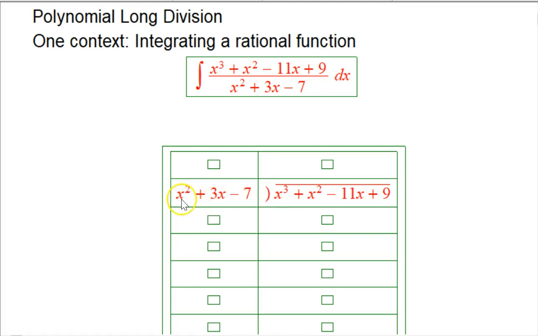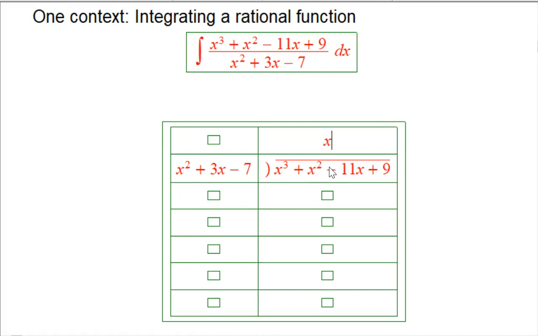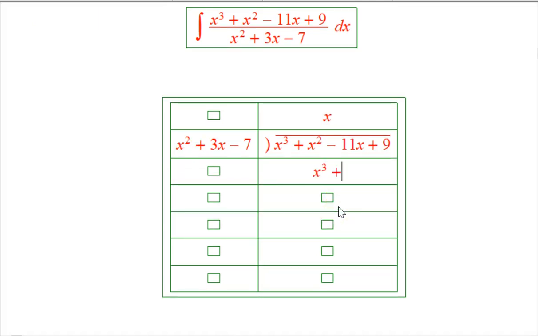It's really quite analogous. You just say, how many times does x squared go into x cubed? Well, that goes in x times. And then you just say, okay, I'm going to see what x times this is and see what's left over, and then I'll deal with the leftovers. So you multiply that partial quotient times your divisor, and you get x cubed plus 3x squared minus 7x.